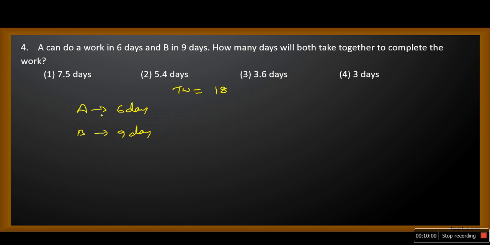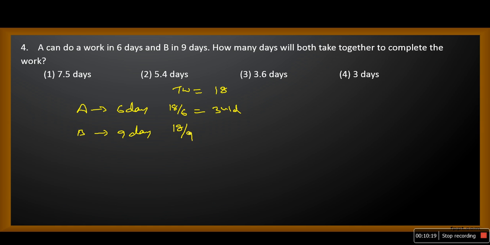Now A will do how many units per day? So total work is 18. To do 18 units, A is taking 6 days. So per day A will do how many units? 18 by 6, that equals 3 units per day. Coming to B, B will take 9 days to complete 18 units. So per day it means 18 by 9.